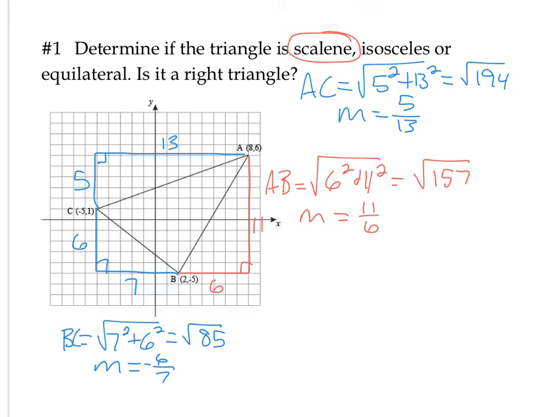Okay? We have 11 over 6 and negative 6 over 7. Those are fairly close, but they're still not exact opposite reciprocals. If we had 11 over 6 and negative 6 over 11, then we'd have two lines that were perpendicular to each other. Since none of these lines are perpendicular, is it a right triangle? No. So we have a scalene triangle that's not a right triangle. Again, using the distance and the slopes to help us figure those two pieces of information out.